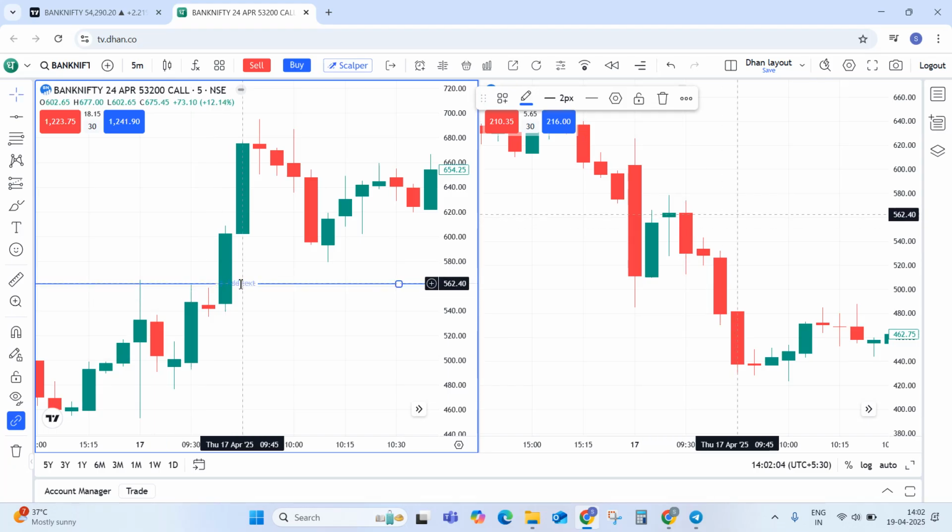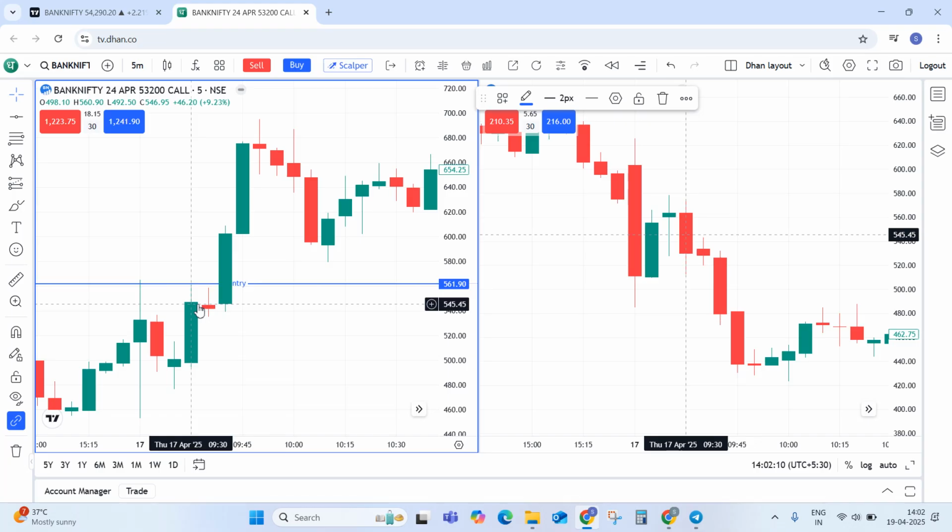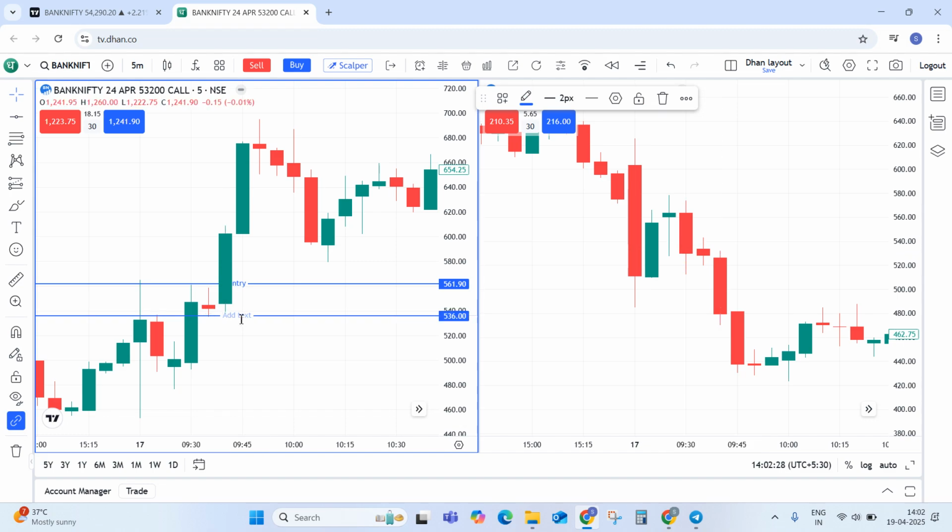Okay, so this is our entry price. Generally when I trade in Bank Nifty options, I keep 25 to 30 points as stop loss. I don't give more than that. So the entry is 561, right? Let us take the stop loss at 536. Okay, this is our stop loss. Don't give more than 30 points as stop loss for a single trade.